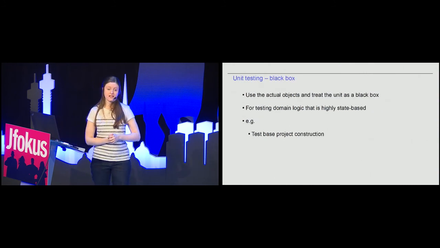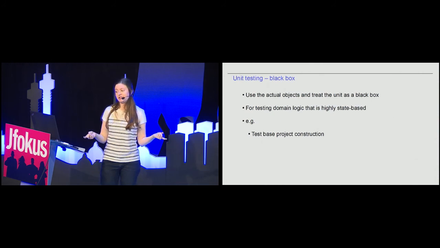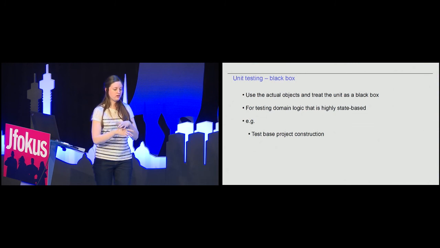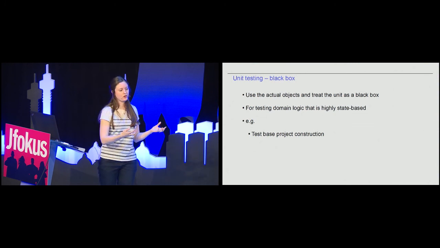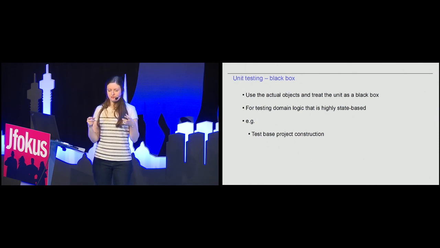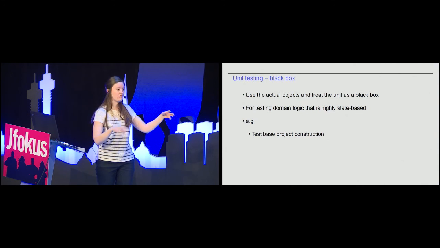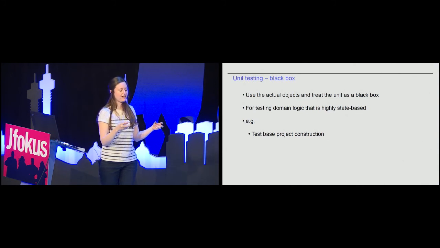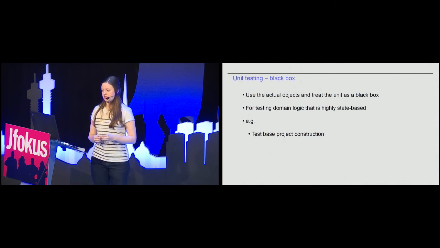So black box testing. This is where you would use the actual object and treat the unit as a black box. So you call into the unit and see what your response is, and you don't put any sort of framework around it. It's useful for testing domain logic that's highly state-based, because if you have a lot of moving parts around your unit, then perhaps putting in extra framework or test doubles will not give you consistent results and perhaps give you a false view of how your system is doing.